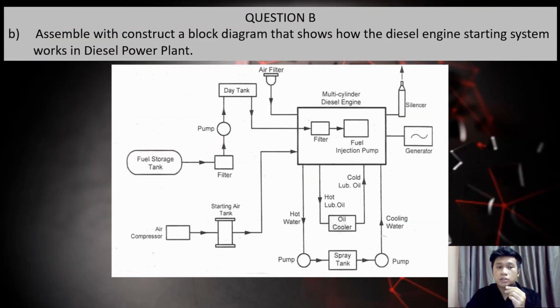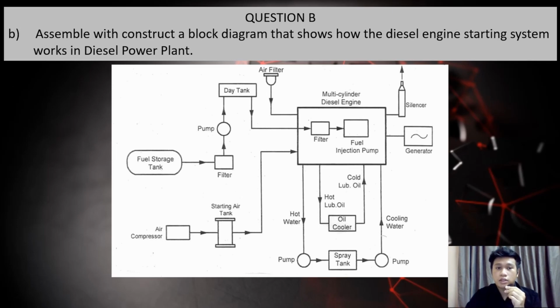Assalamualaikum and a very good morning to my respected lecturer. My name is Anis Asra bin Muhammad Isnin. My metric number is F2017. Today I'm going to answer question B, which is to construct a block diagram that shows how the diesel engine starting system works in a diesel power plant.